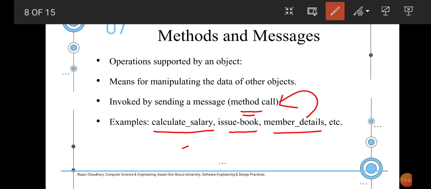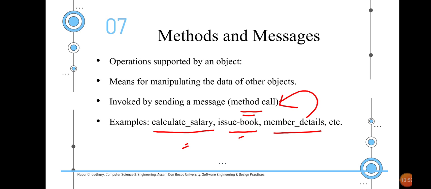Calculate salary is the method or function which will calculate your salary. Issue book will be the method related to issuing of a book, and member details will give the details of the various members who have registered. Now all these methods can be invoked using a particular method call associated with them.